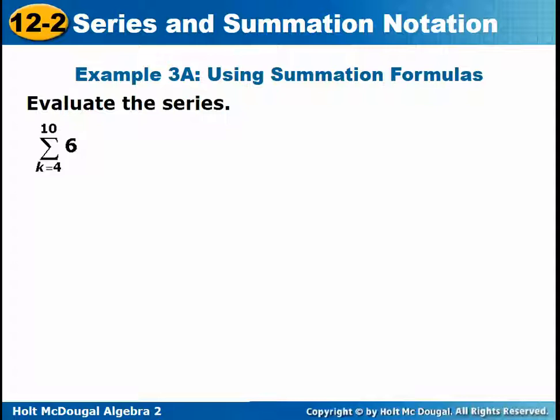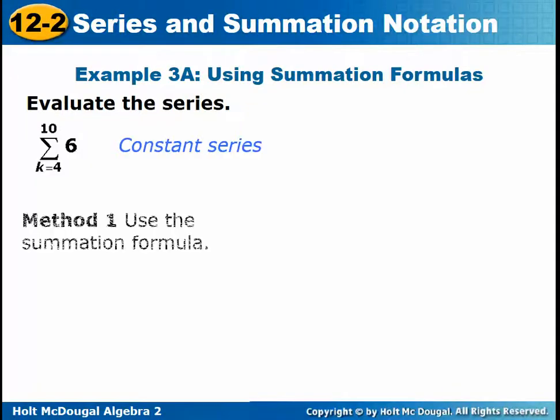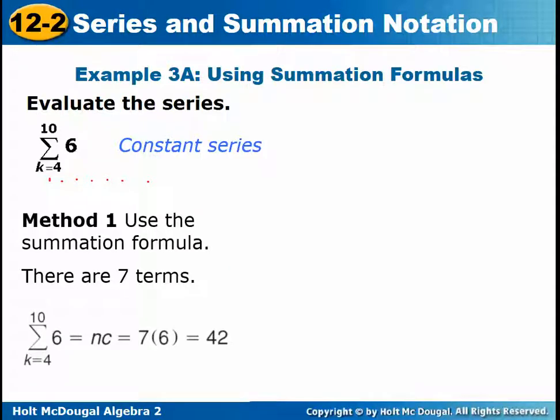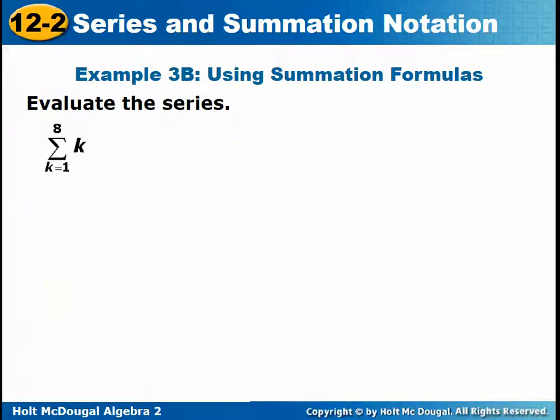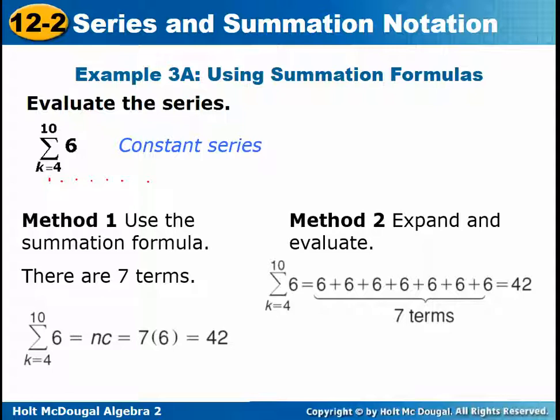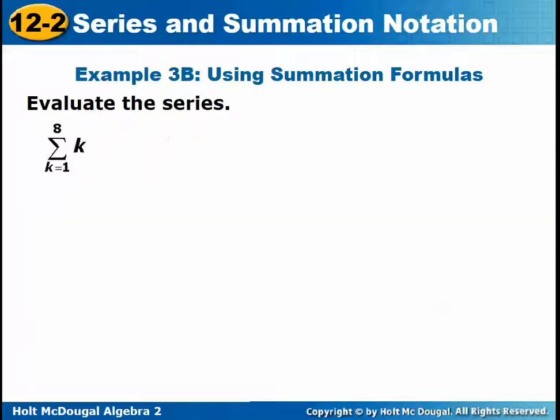All right, so is this a constant, a linear, or a quadratic? It's a constant because there's no variable. So once you know that, you can use that formula that says all you have to do is take 6 times the number of terms you have. Now there are 7 terms, not 6. There's 4, 5, 6, 7, 8, 9, 10. There's 1, 2, 3, 4, 5, 6, 7 terms. So I take 6 times 7 and I get 42. The other method is to write out 6 plus 6 plus 6 plus 6 plus 6 until you get to 7 terms out, and then add them together and get 42. Sometimes though that method would take way too long.